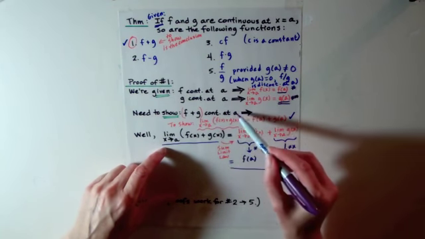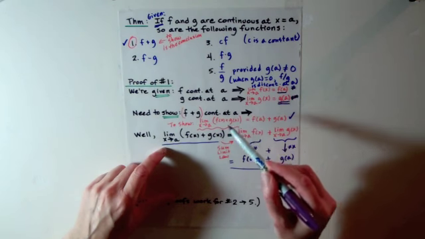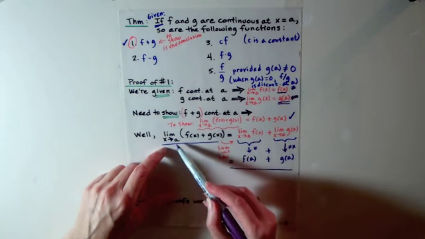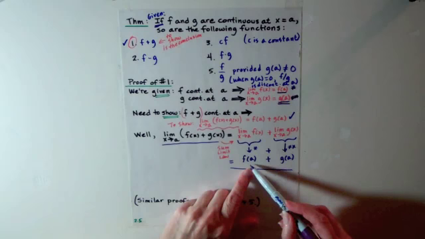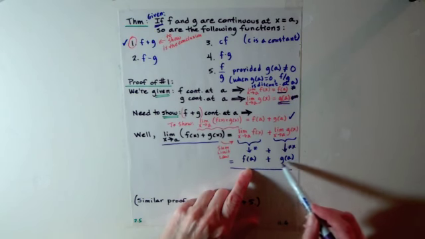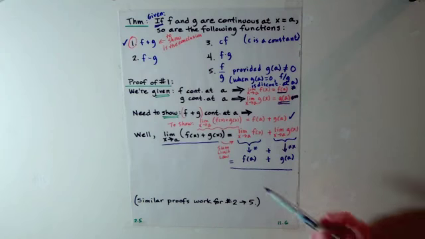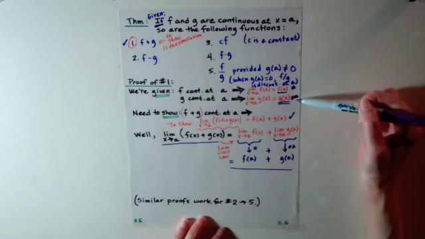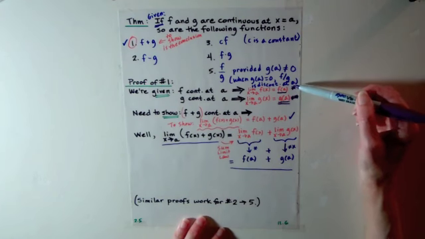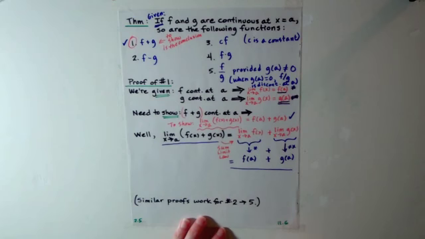Because to show that f plus g is continuous at A, we said all we have to do is show that the limit as x approaches A of that sum function is exactly the same as what we get when we plug A into that sum function. And we have just shown that by using the sum limit law and also using the given conditions in our theorem, that f was continuous at A and g was continuous at A.